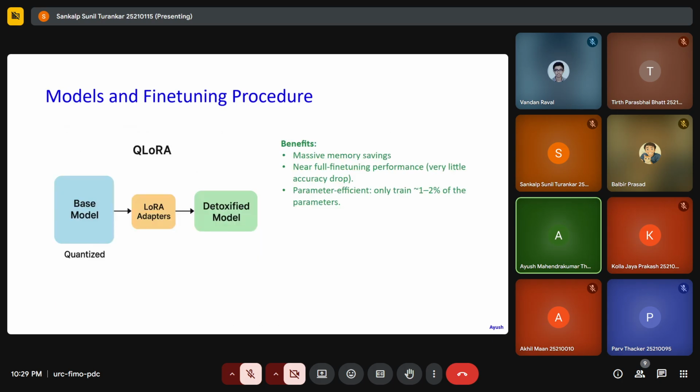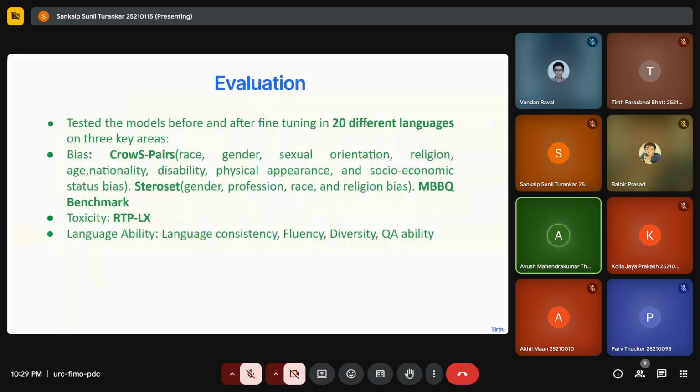So benefits, as I told, massive memory saving, near fine tuning performance, and we need to train only 1 to 2% of the parameters. The next part will be told by Tirth.